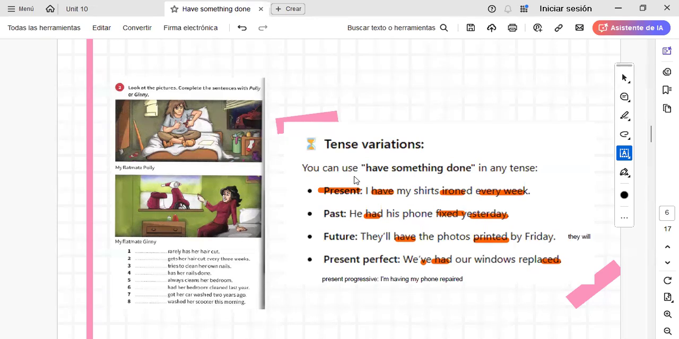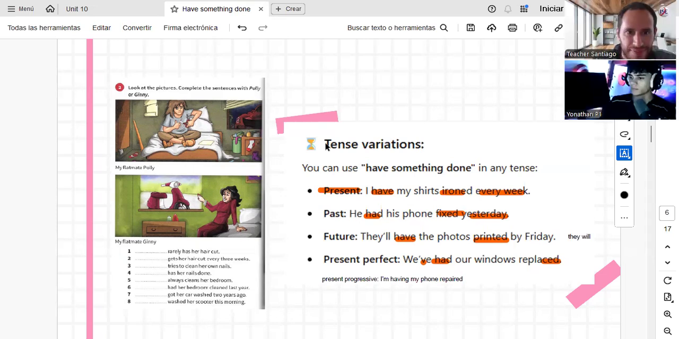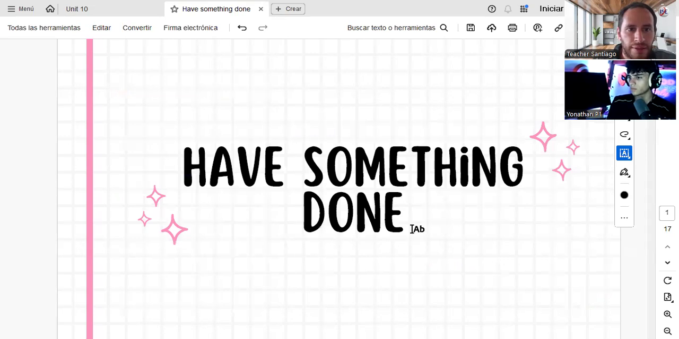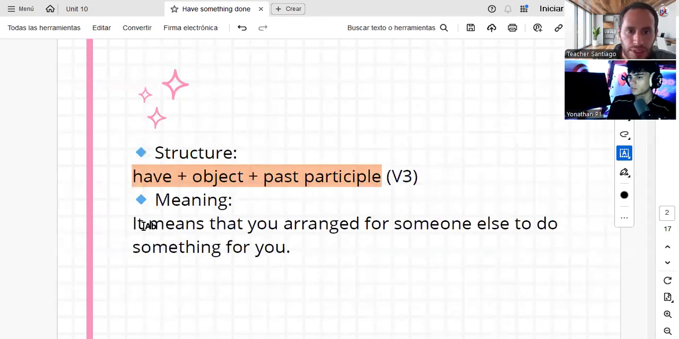So, Jonathan, let's review this topic quickly because you have to present. Okay, we're talking about have something done. This is the topic. We use it when you arrange for someone else to do something for you. It means usted cuadra con alguien más que haga algo por usted. Okay? The structure is have plus an object plus past participle.